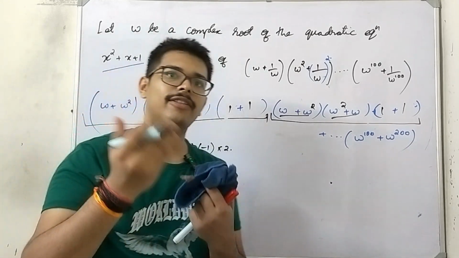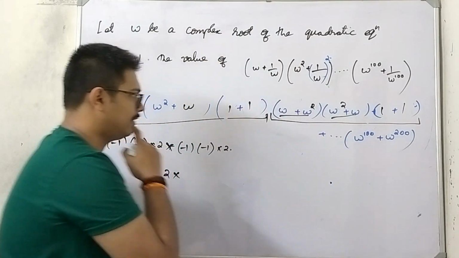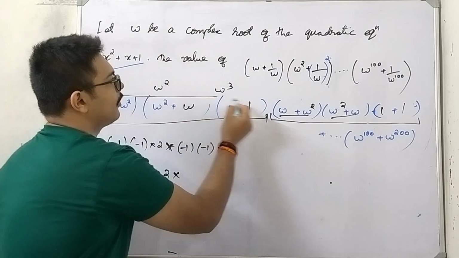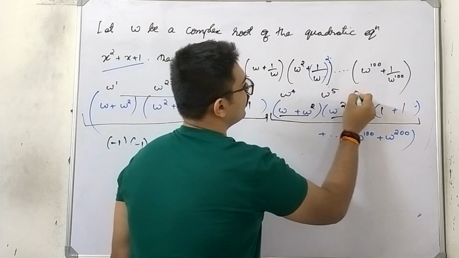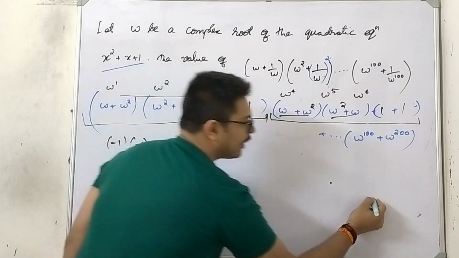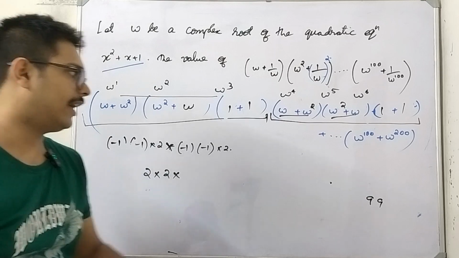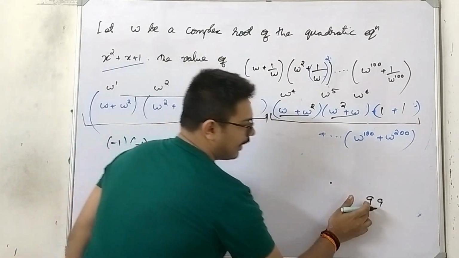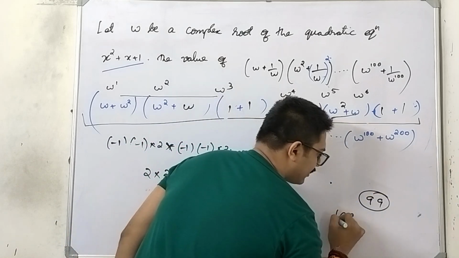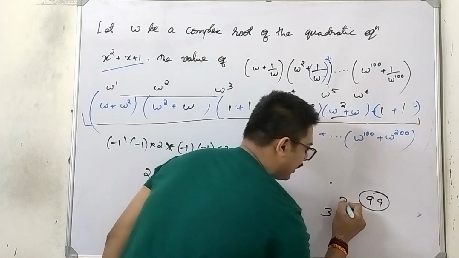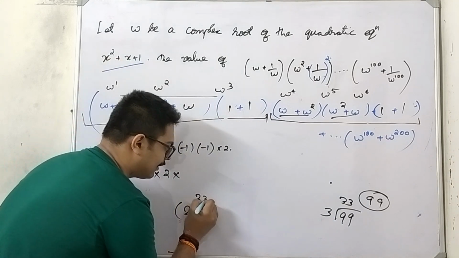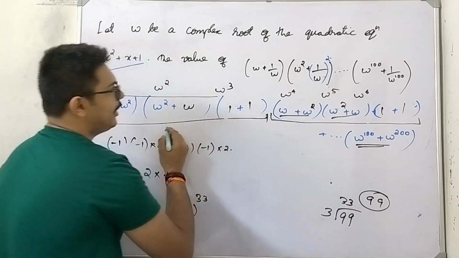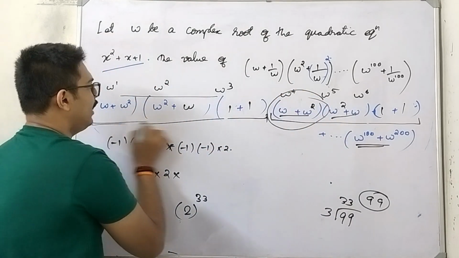Which means how many intervals of 3 can we form till 100? From omega raised to 1, omega square, omega cube is 1 group. Then omega raised to 4, 5, 6 is again a group. So we can take groups till the 99th term, which means 2 will be repeated till 99. In 99, how many groups of 3 exist? 99 divided by 3 is 33, which means 2 will be multiplied 33 times. And the last value, after the multiple of 3, the 100th term will be like the starting of this term.